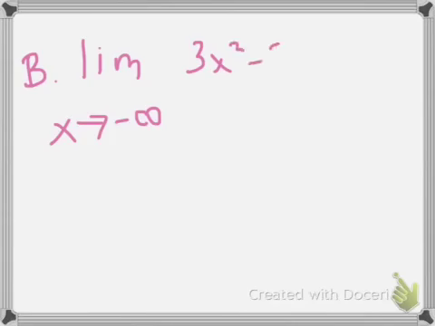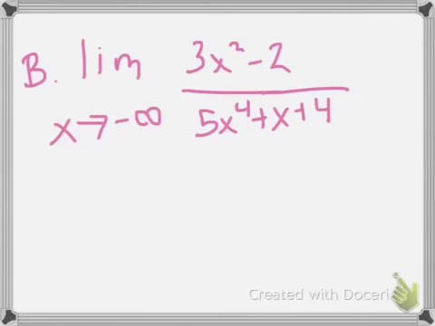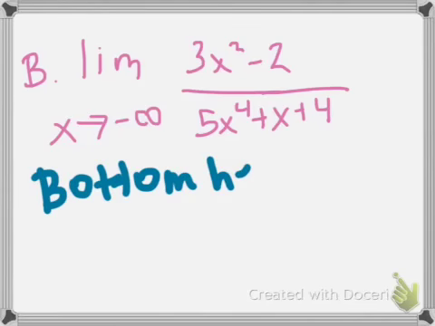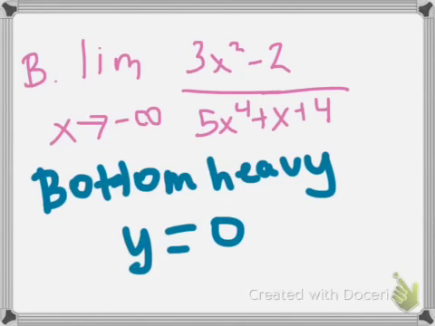Let's look at B. The limit as x approaches negative infinity of 3x squared minus 2 over 5x to the 4th plus x plus 4. Okay, so this one is bottom heavy. So write your rule down. Bottom heavy. And we know that if it's bottom heavy, the limit is 0. And that's it. Not a lot of calculations on this. Pretty straightforward.